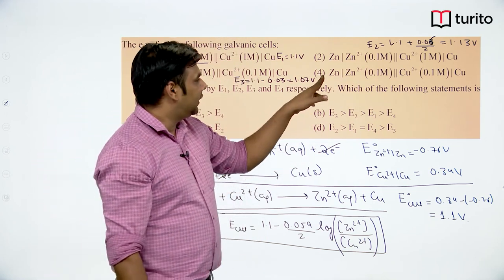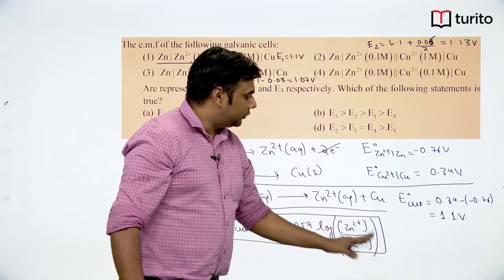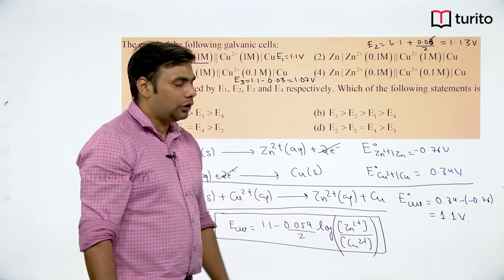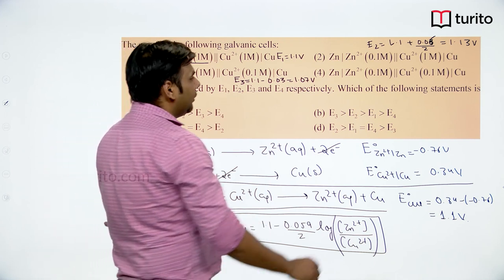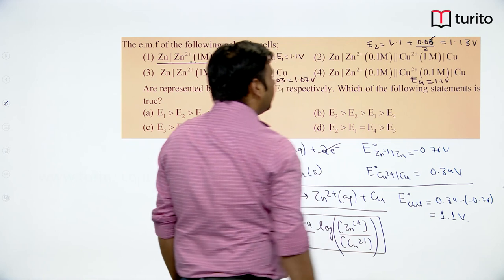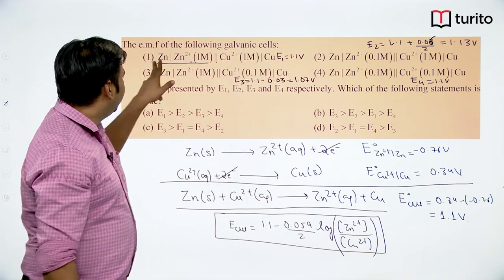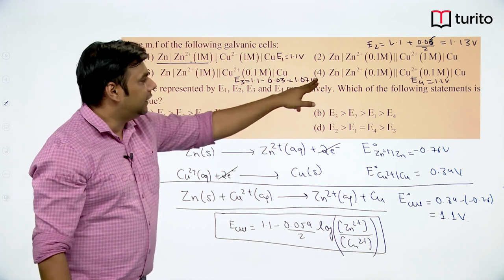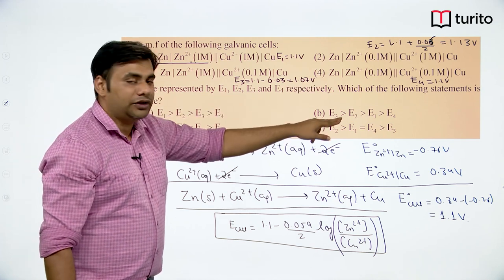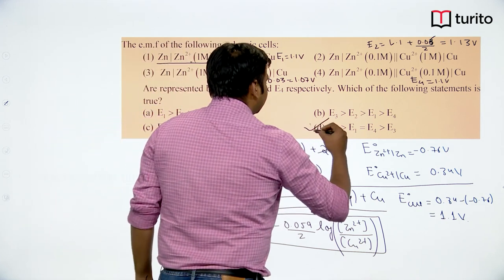Now, if you look at the fourth data, zinc 2 plus is 0.1 molar and copper 2 plus is also 0.1 molar. So they will get cancelled out, log 1 is 0. So again, we will get EMF as 1.1 volt only. So you can see that E2 is maximum, followed by E1. E1 and E4 have the same value. So E2 is greater than E1 equal to E4, and that is also greater than E3. So the answer would be D.